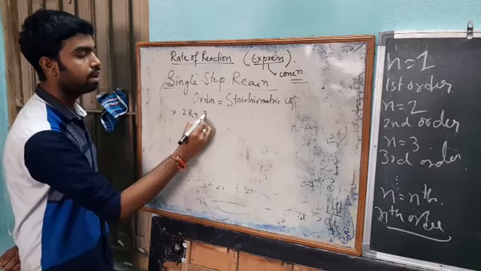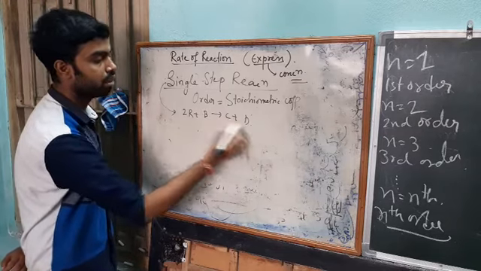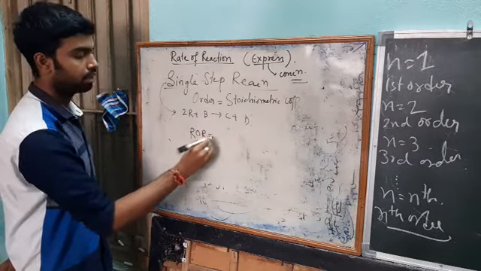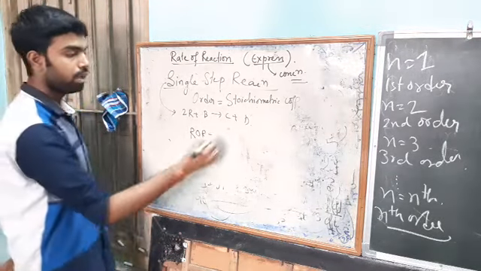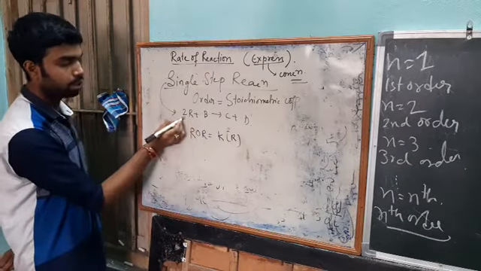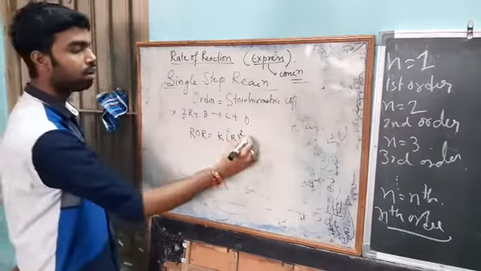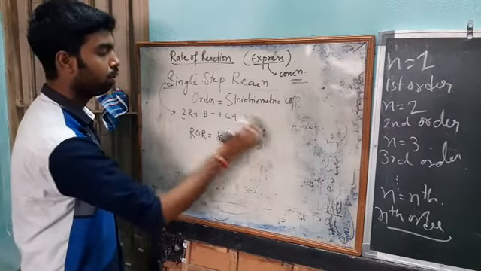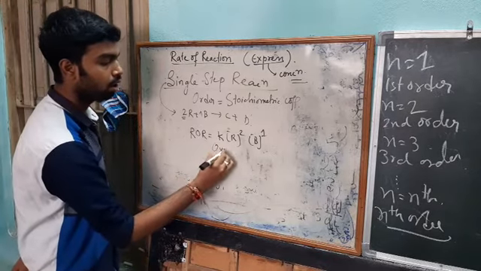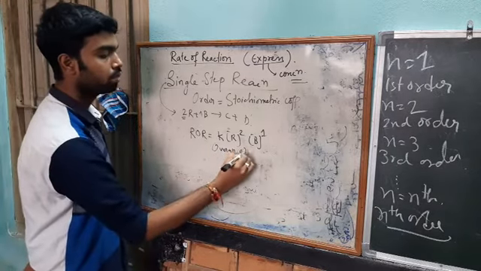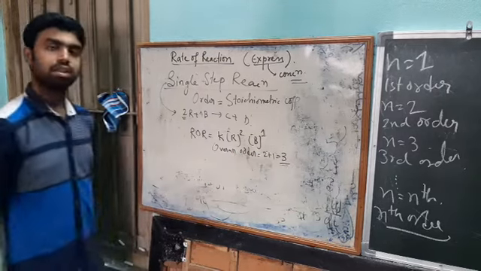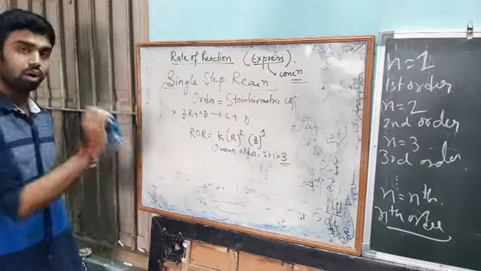Let us take an example of a single step reaction. Suppose 2R plus B gives C plus D is a single step reaction, then the rate of the reaction will be equal to K, R to the power of the stoichiometric coefficient 2, and B to the power 1. So the overall order of the reaction is 2 plus 1 is equal to 3. That means this is a third order reaction.